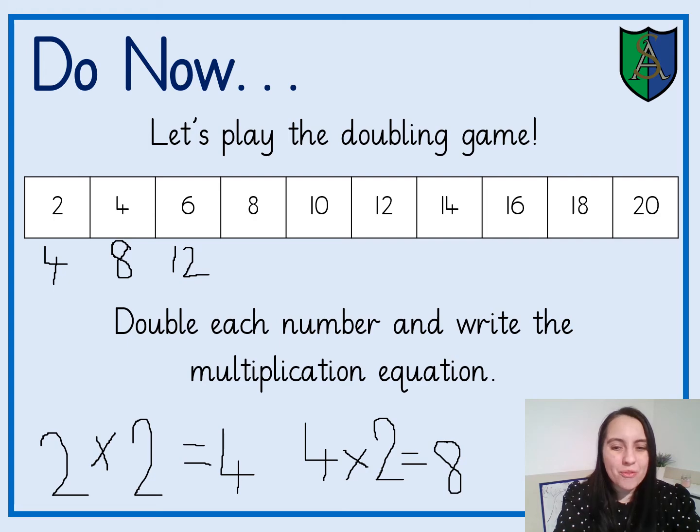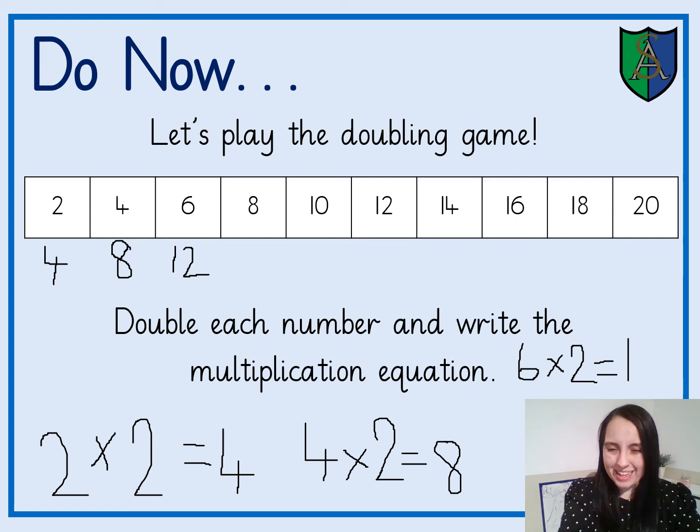Now, how would we write this as a multiplication equation? Remember, when we double something, we just times it by 2. See if you can write the multiplication equation now. Does yours look like mine? 6 times by 2 equals 12. Give yourselves a tick if you got the same as me.